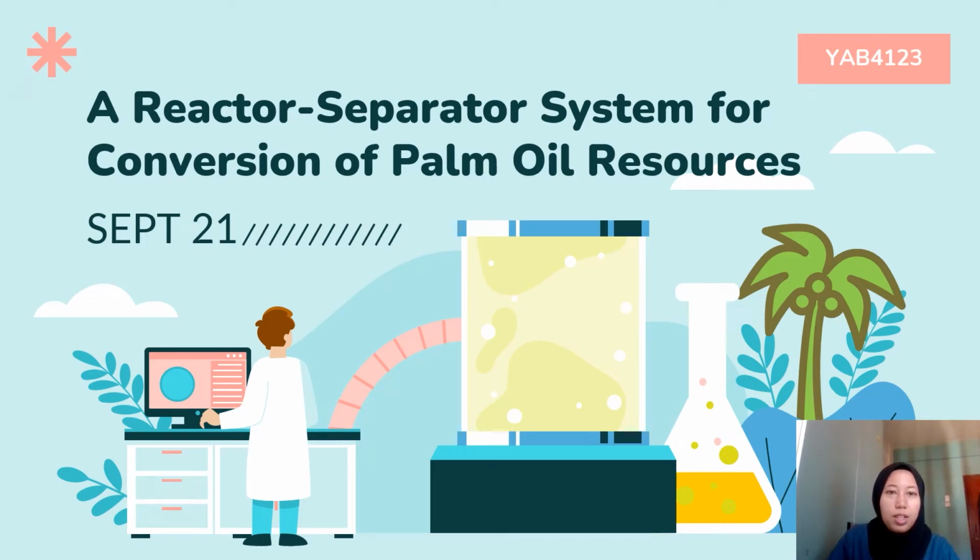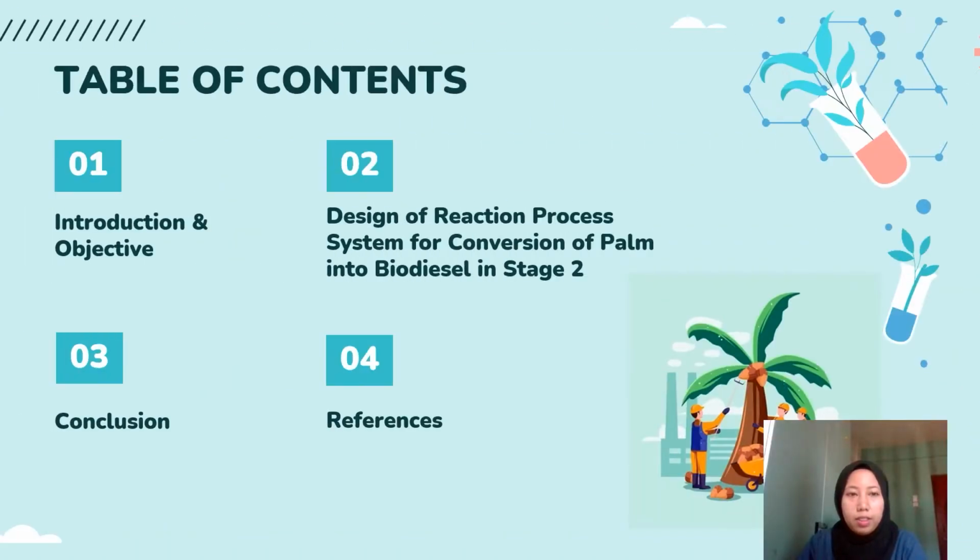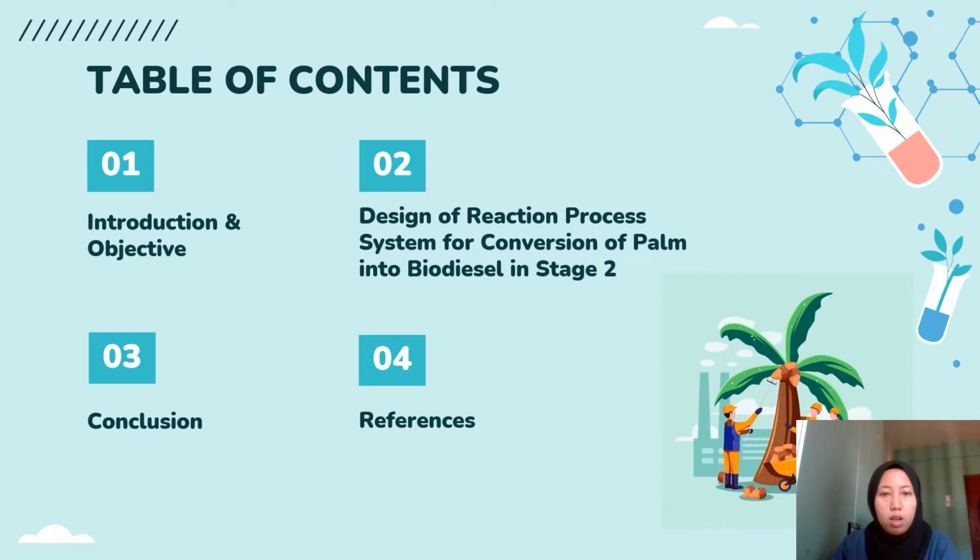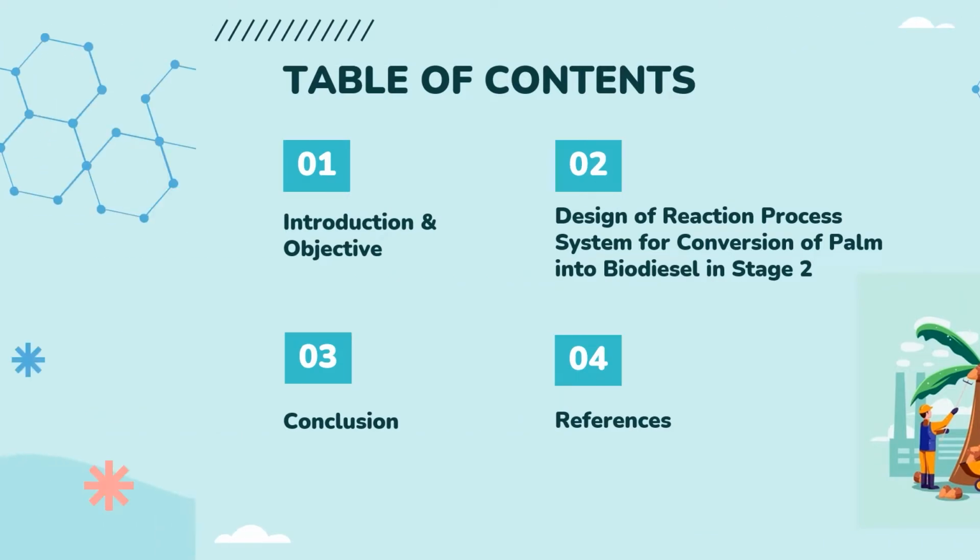Shazah, and today my group is going to present a reactor separator system for the conversion of palm oil resources for the integrated project assignment. For the table of contents, the first one will be the introduction and objective, and then the second one is the design of the reaction process system for conversion of palm into biodiesel in stage 2, and then my team members will explain more in terms of this chapter, and the third one is the conclusion, and then the last one will be the reference.